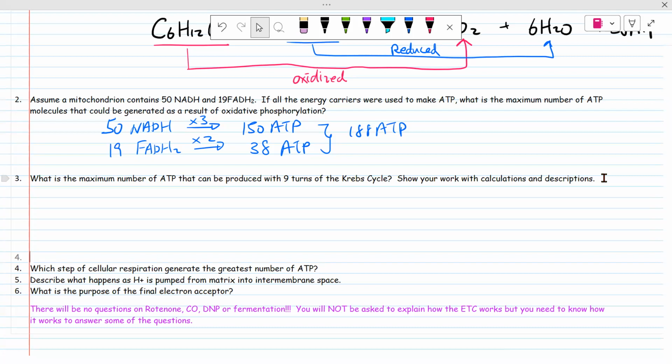How many? 108? Is it 108? No? You're not sure? How many? Okay, if I show you how to do it, will you guys learn how to do it properly, please? Yes. What is it? One cycle is 12, yeah.